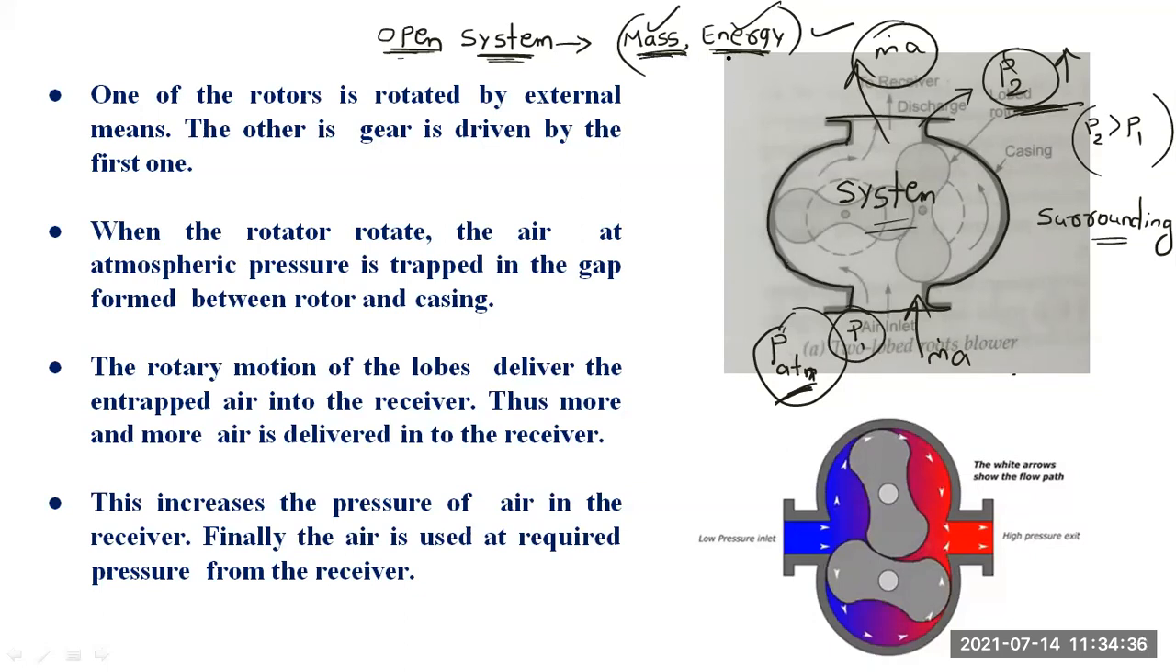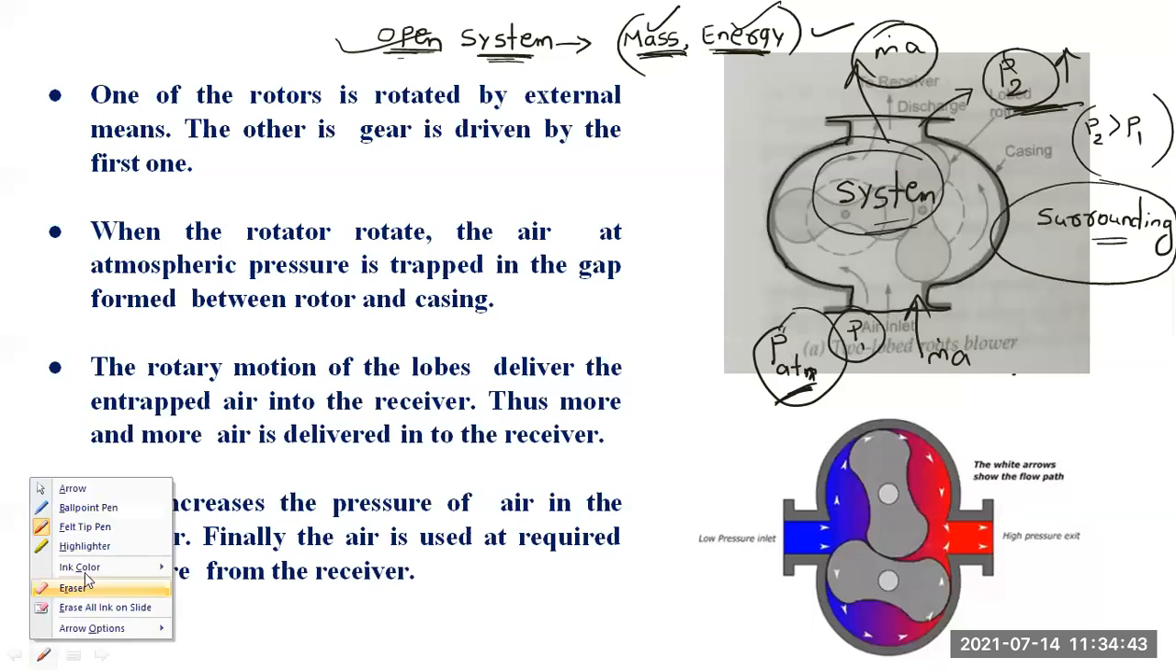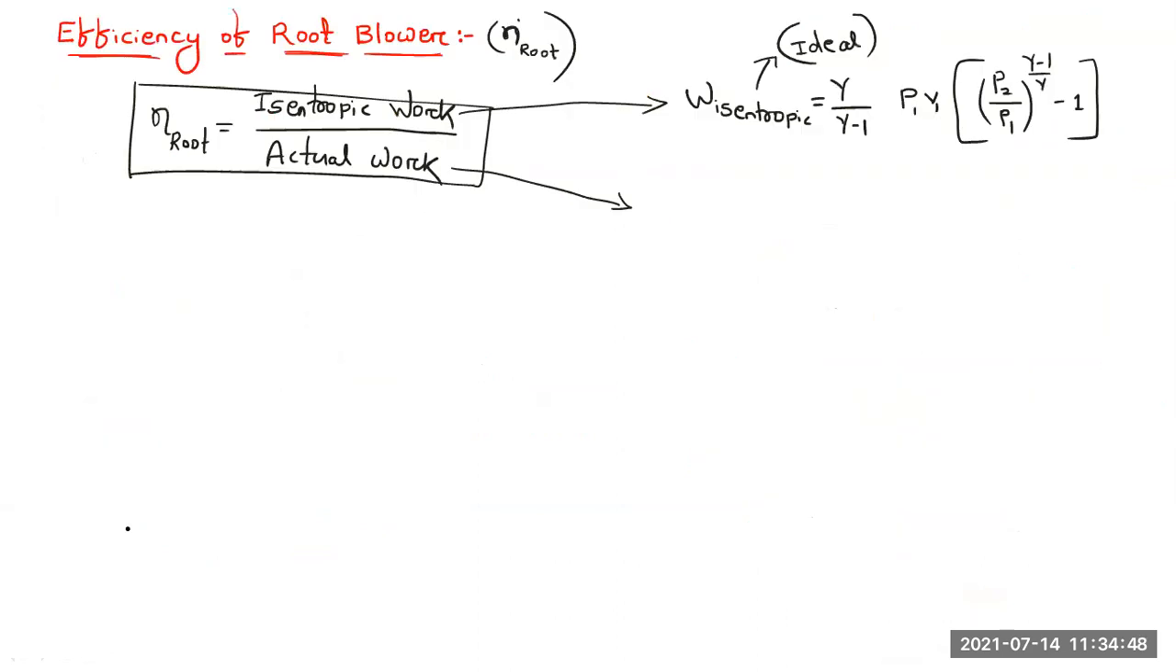So since both mass and energy transfer take place between the system and surroundings, that's why it is called an open system. This root blower is called an open system. And for an open system, what is the work done formula? If we calculate the actual work for an open system, work done is equal to, if you remember, the integration of V dP.